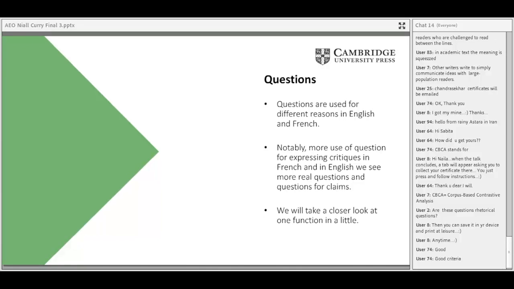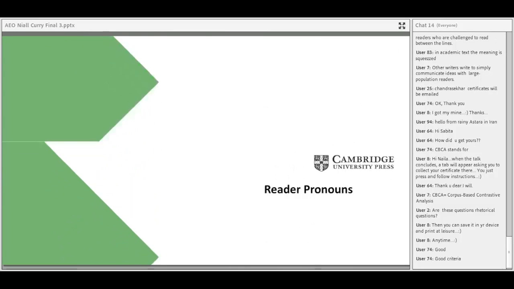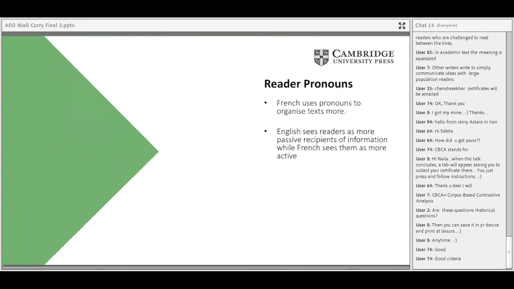So with questions in English and French, what I saw is that they were used for very different reasons. Most notably, there was the use of questions for expressing critiques in French and English. We see much more of these in French. And in English, we see a lot more examples of real questions, so questions being used for claims. So what we're going to look at in a little bit is a function of questions being used to express critiques.